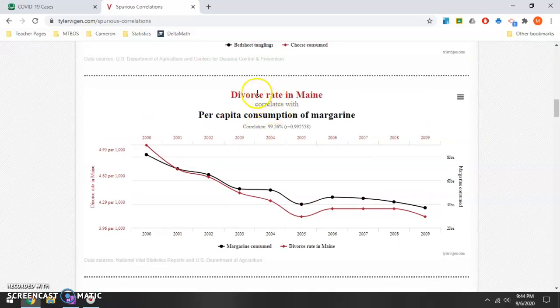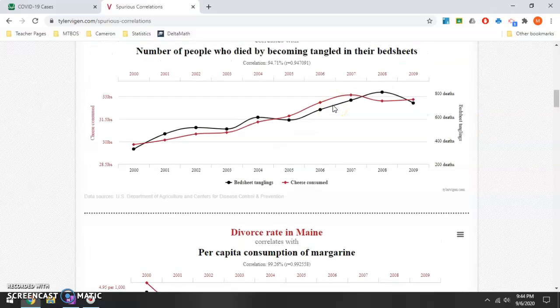So this one, divorce rate in Maine and per capita consumption of margarine. This has an R value of 0.992558. That's super strong. And looking at these, wow, it really seems like margarine and divorce rate, one causes the other. I don't know whether divorces cause more margarine consumption or what, but just because two things are correlated does not mean that one of these causes the other.